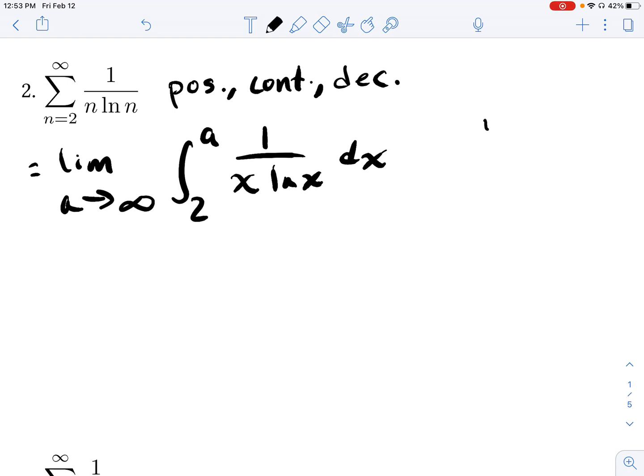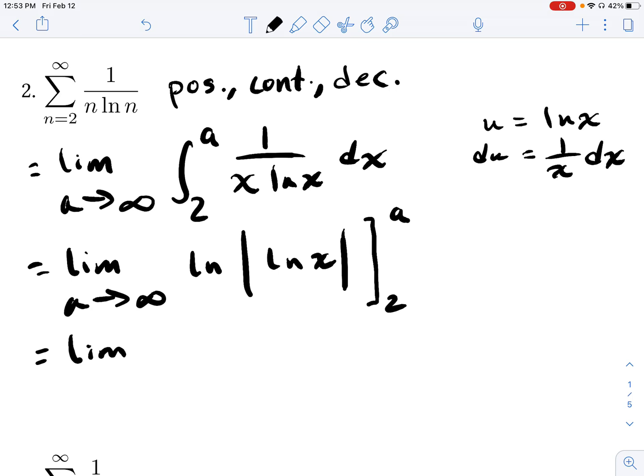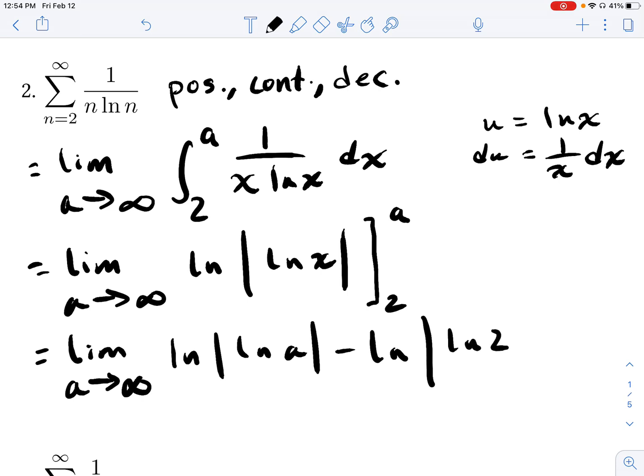We can say, all right, if our u is equal to the natural log of x, and the derivative of that is 1 over x dx, and we can unhook the chain here, so we can say the following. We can say that the limit as a approaches infinity would be the natural log of the absolute value of u. And what is u? It's the natural log of x. And we're evaluating this from 2 to a. So let's write this out now that we're evaluating it, our limit at those terms. So we have a natural log of the absolute value of natural log of a minus natural log of the absolute value of natural log of 2.